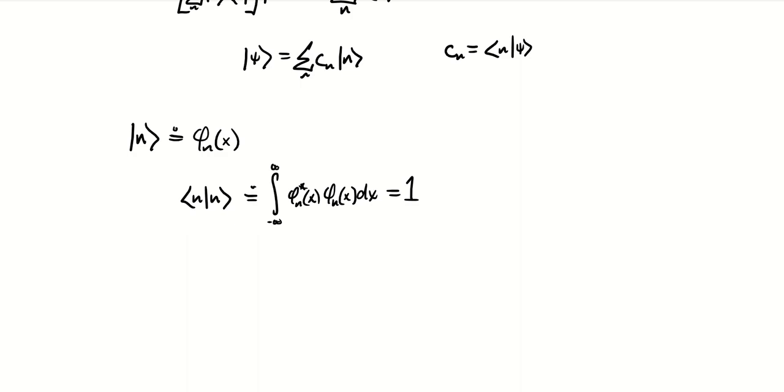Likewise, if these are different states, then this is no longer 1. It's a Dirac delta function, where if these wave functions are the same, this is equal to 1 and they're normalized. If they're different, this is 0.